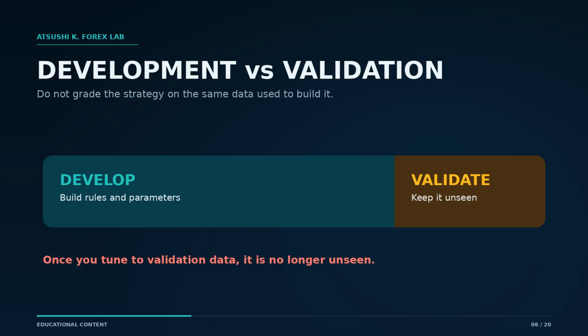The next defense is separation. Use one part of history to develop the logic, and a different part to evaluate it. MetaTrader 5 also provides a forward period during optimization, which reruns selected results on a later section of data. The important point is independence. If you keep changing the strategy after seeing the validation result, that validation set has quietly become development data too. You can still learn from it, but you should no longer call it unseen evidence.